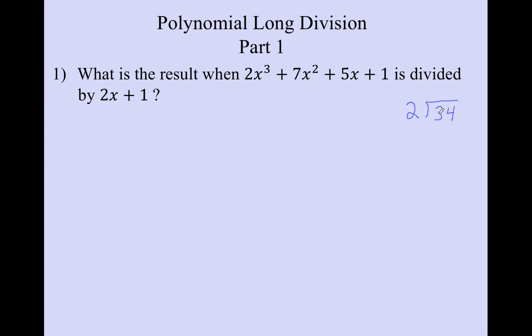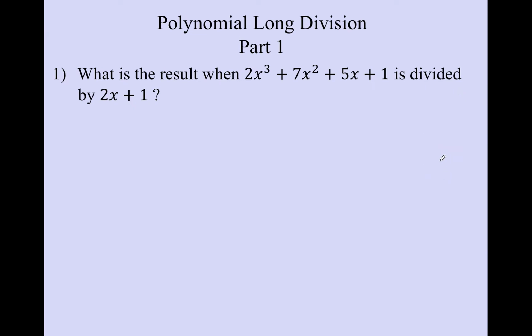You would do 2 goes into 3 one time. You do 1 times 2. You put that under here. Okay. You would then subtract. You would then do 2 goes into 14 7 times. 7 times 2 is 14. You would then subtract with a remainder of 0. This is your quotient, this is your remainder.